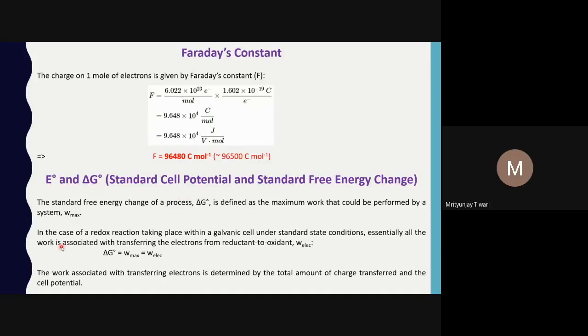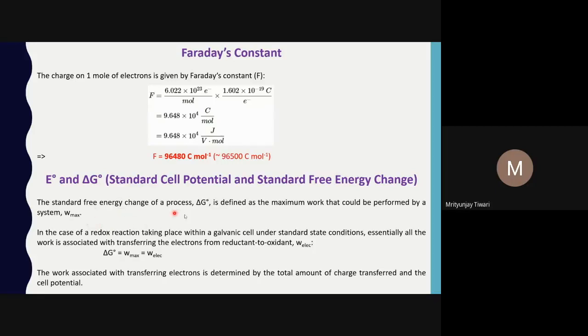So the potential difference in the standard state is E naught. It is the cell potential, the potential difference between the two electrodes under the standard state. Standard state means that the concentration of all the electrolytes should be 1 molar, if there is any gas involved its pressure should be 1 atmosphere, and the temperature should be exactly 25 degrees. So those are the standard states.